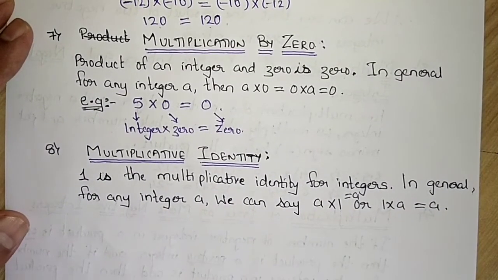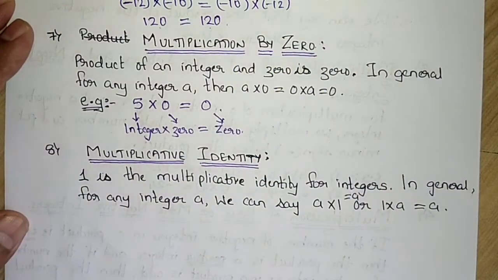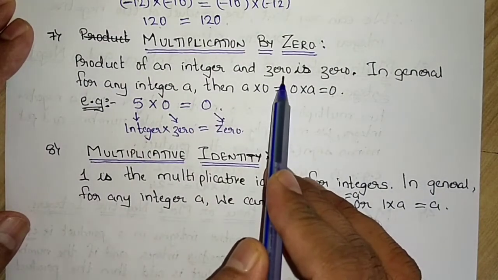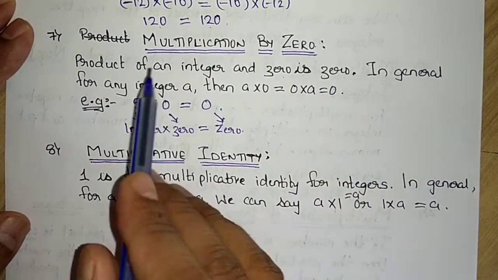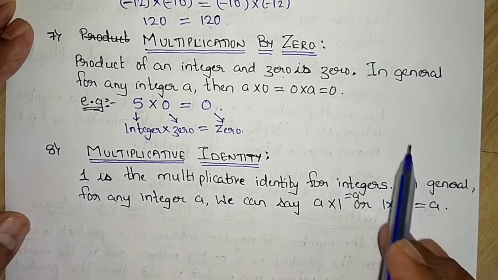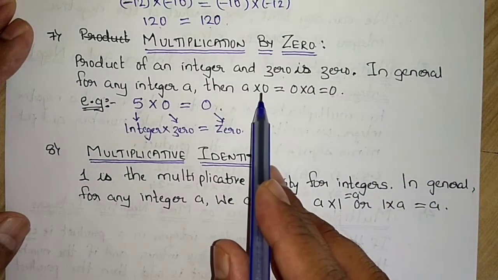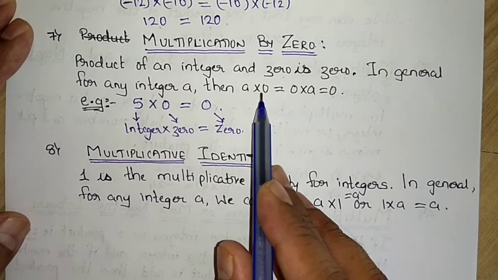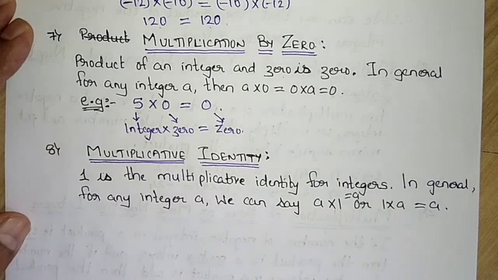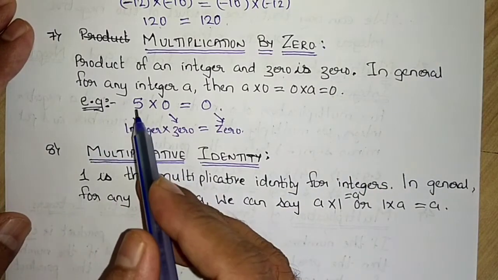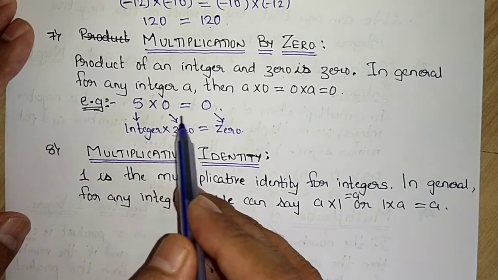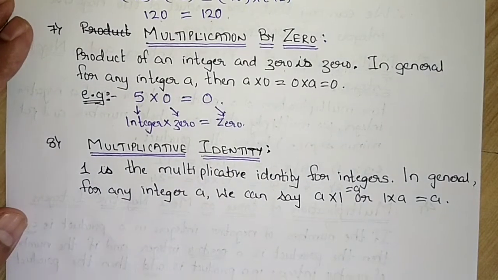Now students, multiplication by 0. Product of an integer and 0 is 0. If you multiply any integer with 0, your answer will be 0. In general formula, we write a into 0. If you multiply a into 0 or 0 with any number, the result will always be 0. Example is given to you. 5 multiplied by 0, 5 is integer, 0 is integer. 5 multiplied by 0, your answer will be 0.